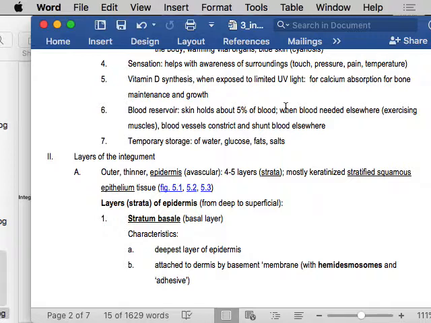UV radiation in limited quantities, you really only need a few minutes a day, will cause you to make and activate vitamin D. The process has to be completed in your kidneys. But basically, you hit your skin with limited amounts of UV radiation of a certain wavelength, and then it allows you to make vitamin D. And vitamin D is necessary for calcium absorption. And calcium is, of course, necessary for your skeleton, but also for other things.